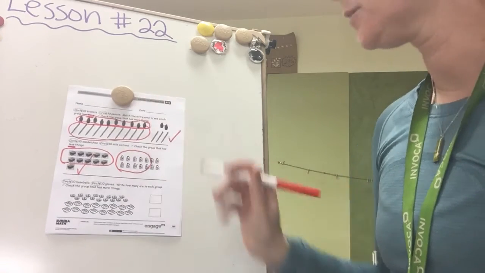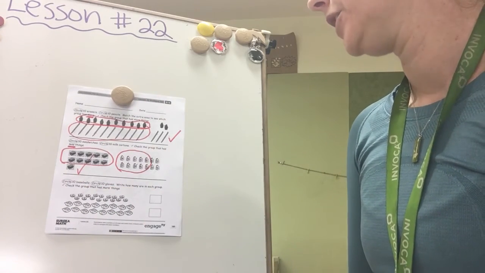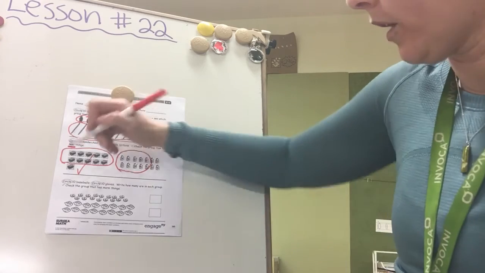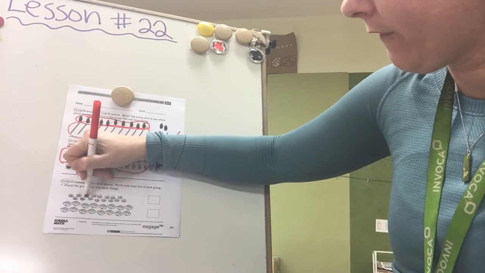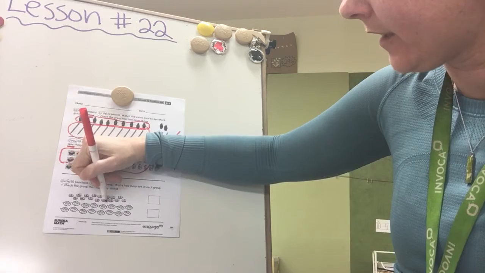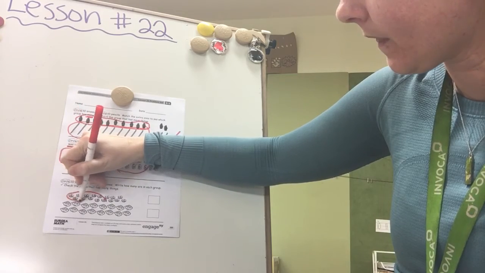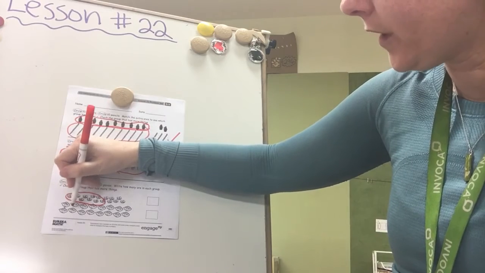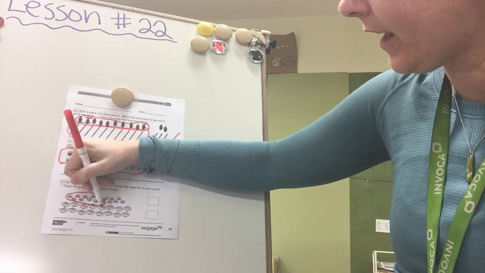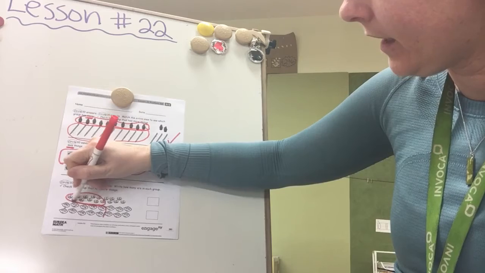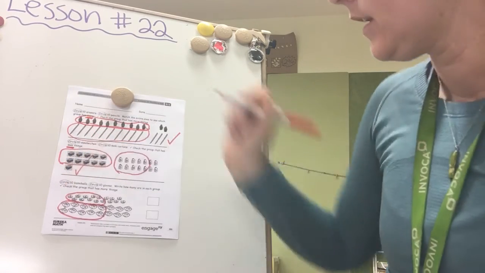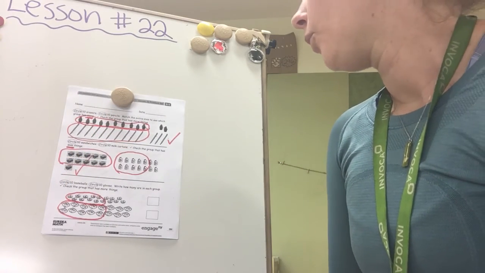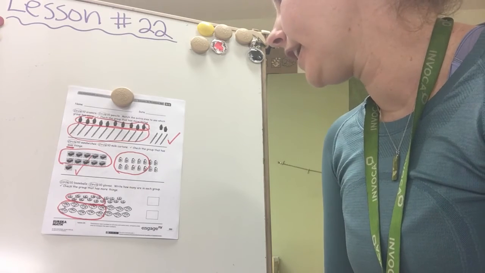Okay, our next problem is baseballs. Circle 10 baseballs. 1, 2, 3, 4, 5, 6, 7, 8, 9, 10. Circle 10 gloves. 1, 2, 3, 4, 5, 6, 7, 8, 9, 10 gloves. Now, write how many are in each group.